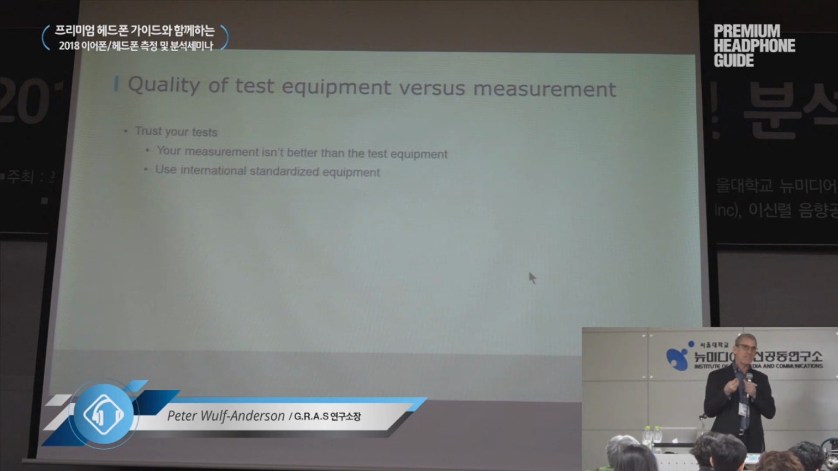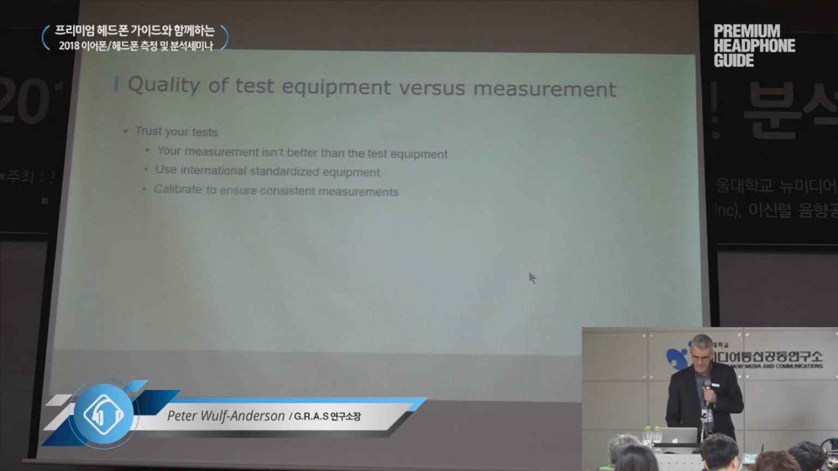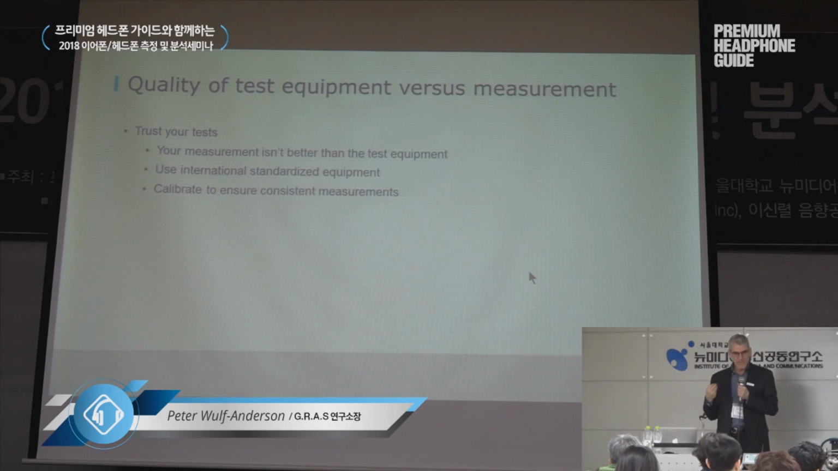Standardized equipment means you can compare measurements to measurements you are doing in your R&D lab, maybe to production line, to another office somewhere else. You're sure that they are all using equipment that has the same characteristics. And last thing we recommend is to also calibrate.